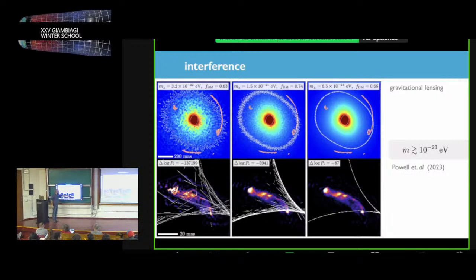If you increase the amount of interference, meaning you go in mass from 10 to the minus 21 to 10 to the minus 22, your image gets heavily distorted. So the fact that you don't see this distortion tells you the interference patterns can't be too important. Interference patterns are related to the mass of the particle, so you get a constraint on the mass. With this observation from lensing, you get 10 to the minus 21 eV. This is not as great as the previous one, but still independent. So these are good things to be done.